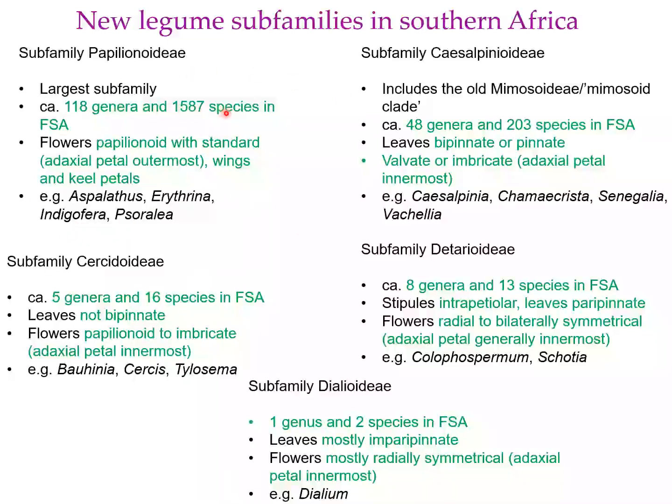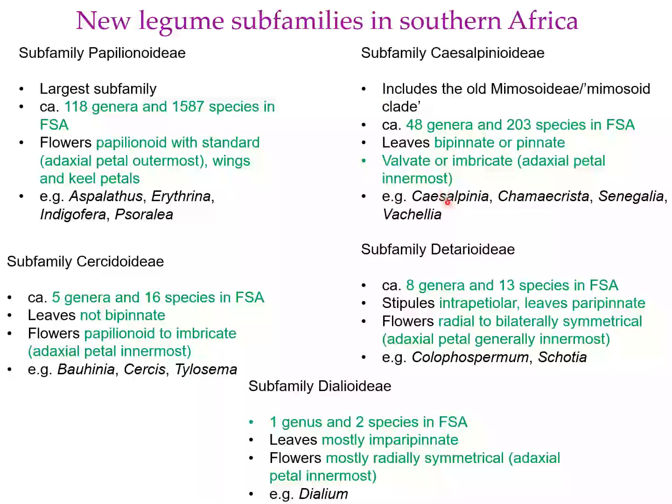We have about 118 genera in excess of 1,500 species, and still they are, for the most part, recognizable by that papilionoid flower that I showed you with the standard, wing and keel petals. But in some cases they actually do change their flowers, and it's a genetic aberrant state where they go back to an undifferentiated format of the flower. So they can actually look very much like a mimosoid flower, but be a papilionoid legume.